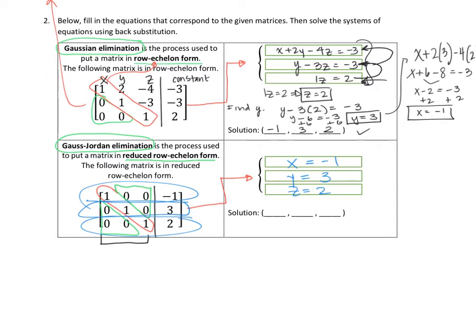So if we are putting it in the reduced row echelon form, there's no back substitution needed. You don't have to plug anything in. You just did more row operations. So this will be a negative 1, a 3, and a 2. We have just solved the system.